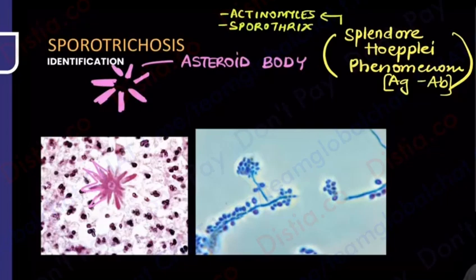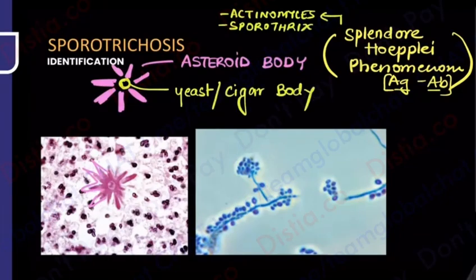There are a lot of other organisms that can show it, but these two are the most important ones. If you're talking about an antigen-antibody reaction, where is the antigen? Where is the organism? The organism is in the center. This round thing in the center is the yeast, and it is known as the cigar body. Cigar is obviously going to be elongated, but they've shown it like a dot instead. So please remember, you're seeing it as a dot.